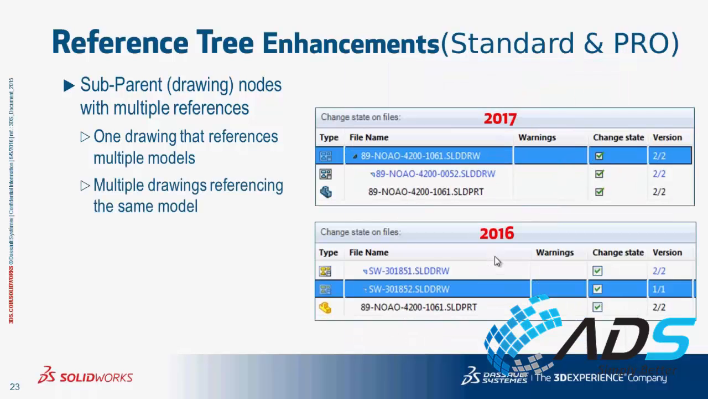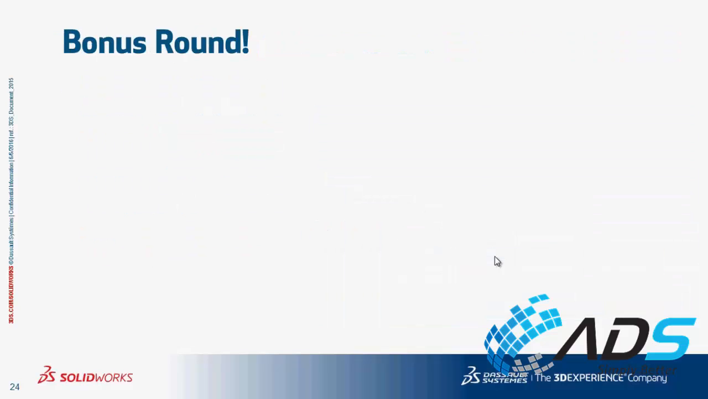A little more confusing. Also, when multiple drawings reference the same model, so in 2017 on the top, that's the drawing that references that part, and that part's also referenced by that other drawing. In 2016, the file you selected winds up being the second one, not the top one, and that was confusing customers. Sometimes the files they selected weren't shown at the top, so we'll handle that very well in 2017.